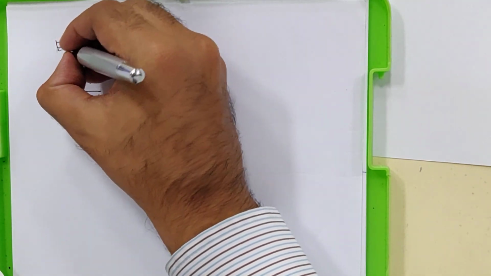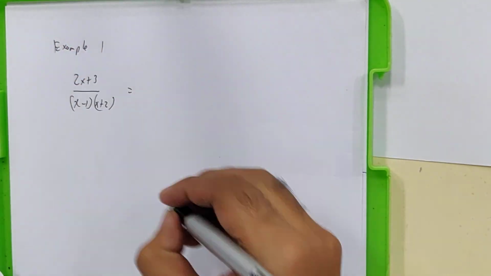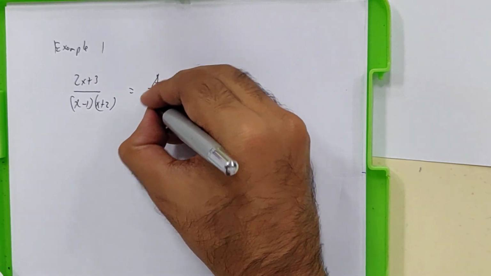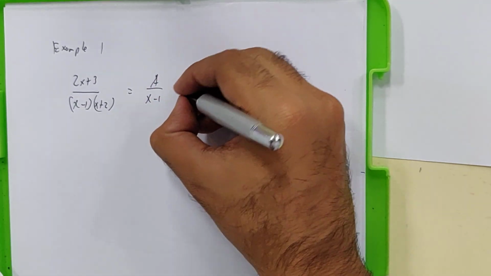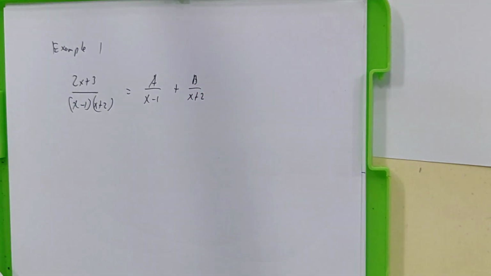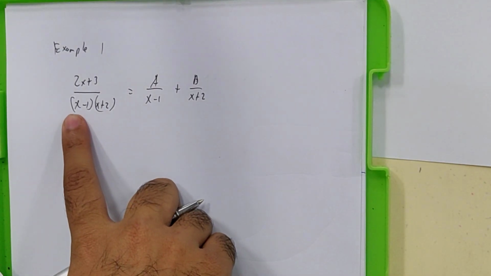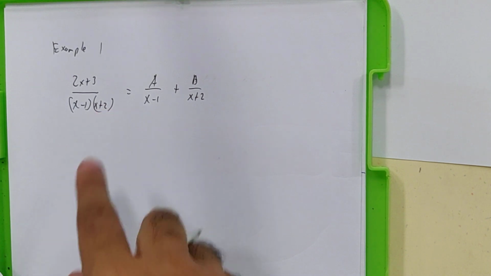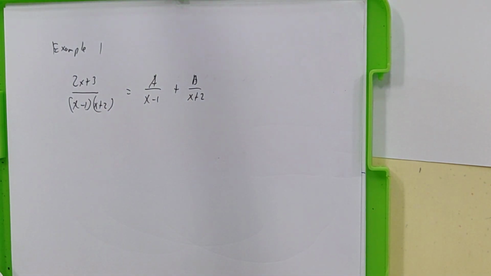So, A over x minus 1 plus b over x plus 2. Okay, what type of this? Linear. This is also linear. Easy one. Okay, please watch carefully. What's the next step?